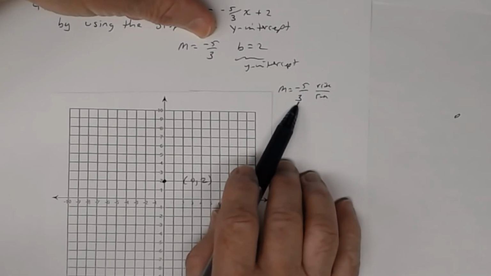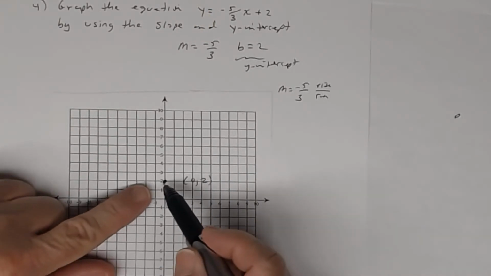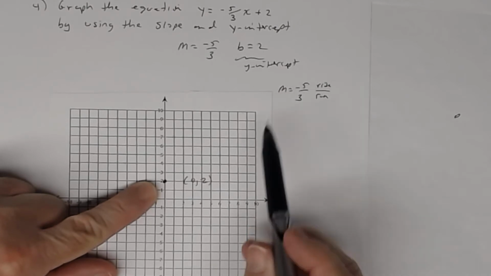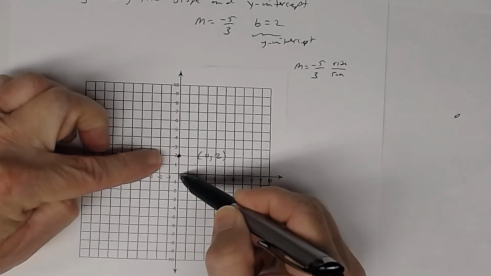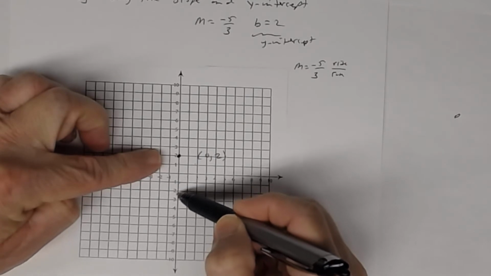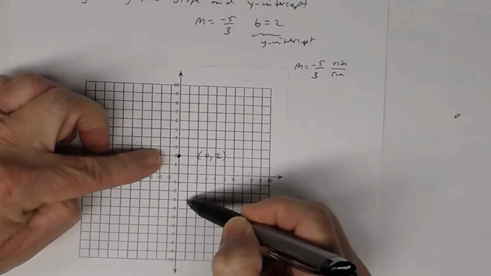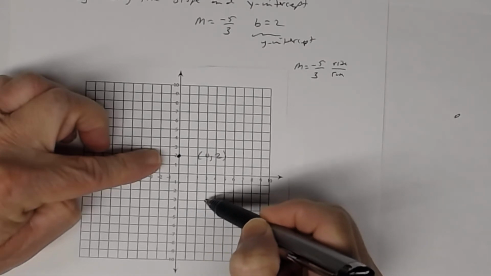My run's a positive 3, so I'm going to go to the right because it's positive. Okay? All right. So from the y-intercept, you're going to go down 5. All right, so here we go. From here. 1, 2, 3, 4, 5. And then my run's 3, so I go to the right 3. 1, 2, 3. So there's the other point.